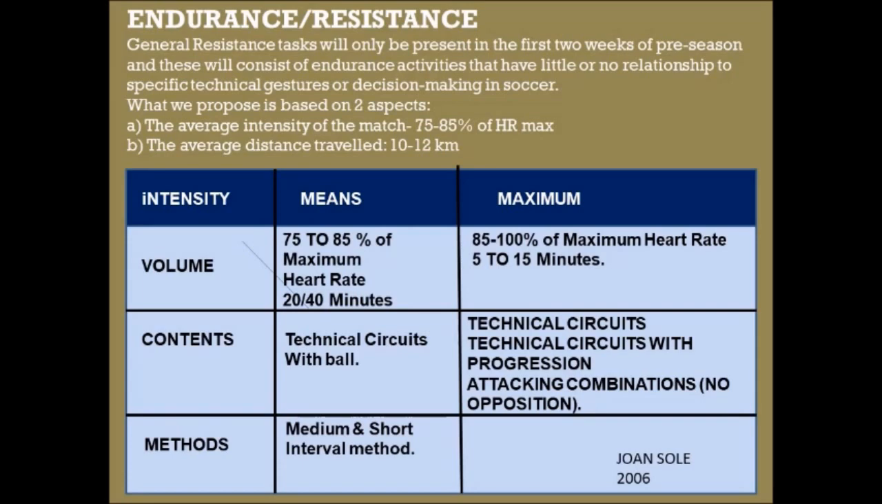Okay, so there you're going to see the volume of resistance training: 75 to 85% of maximum heart rate, 20 to 40 minutes; 85 to 100% of maximum heart rate, 5 to 15 minutes. Okay, as you're working with more professional levels, the volumes are going to be a little bit higher. The contents are technical circuits with ball, technical circuits with progression, attacking combinations, no opposition. And the methods are the medium and short interval method.